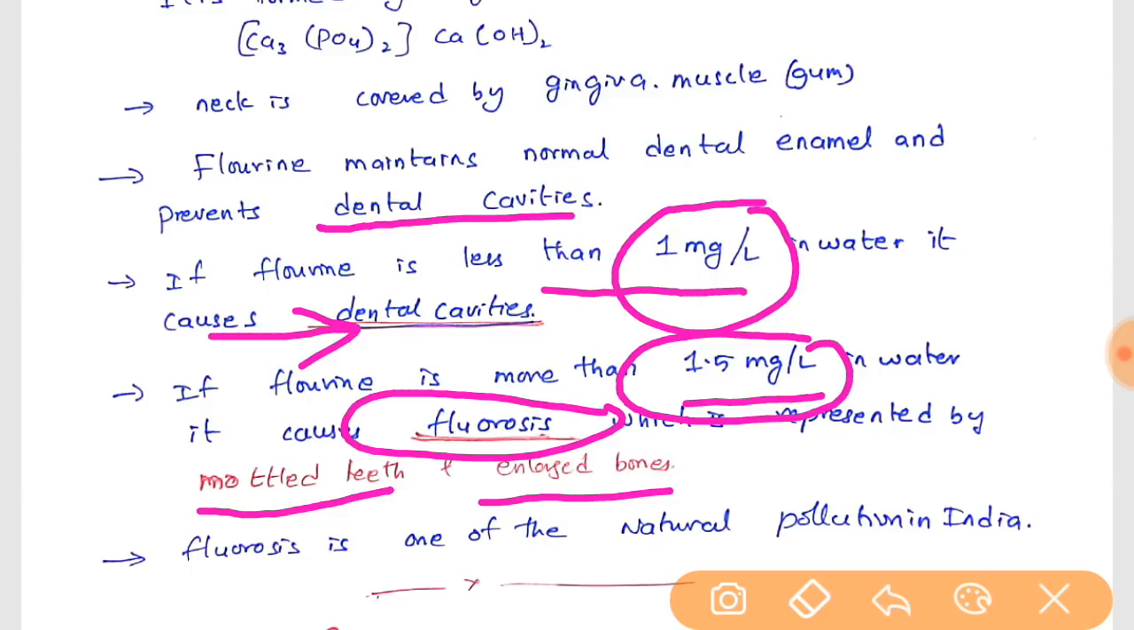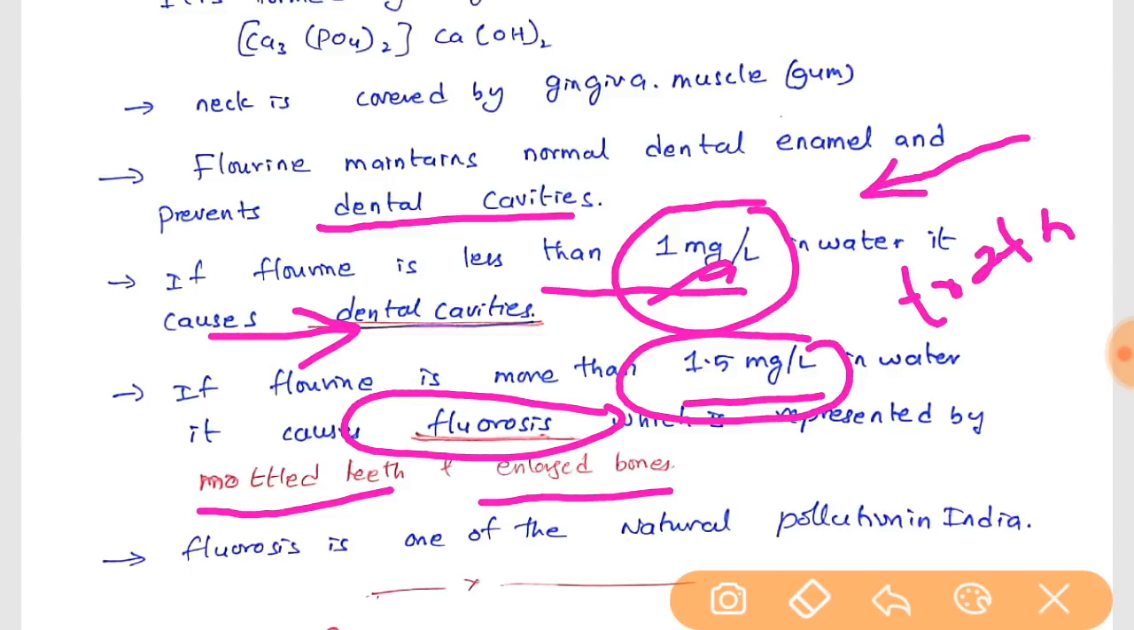So if your domestic water, which you use for daily purposes, has less than 1 milligram of fluorine, then you have to go for toothpaste which contains fluorine, friends.